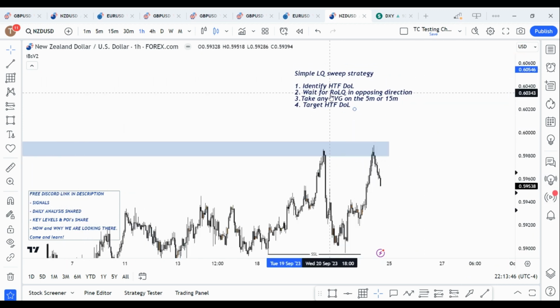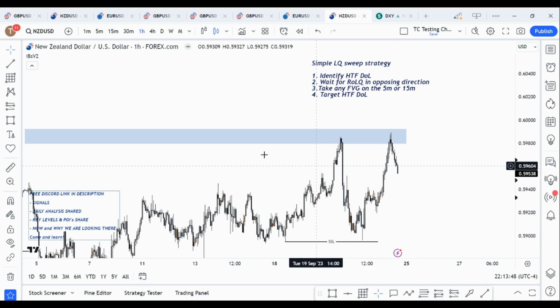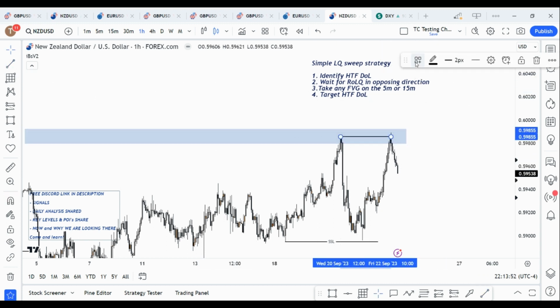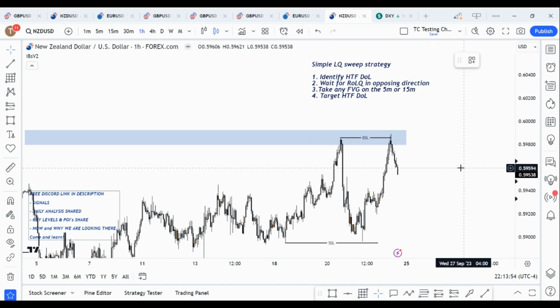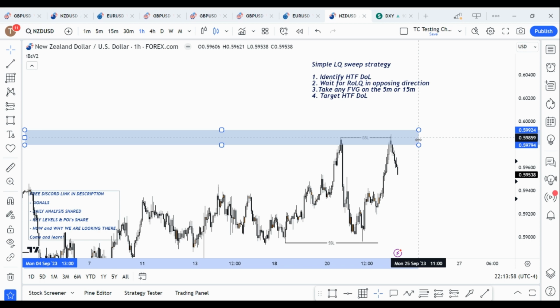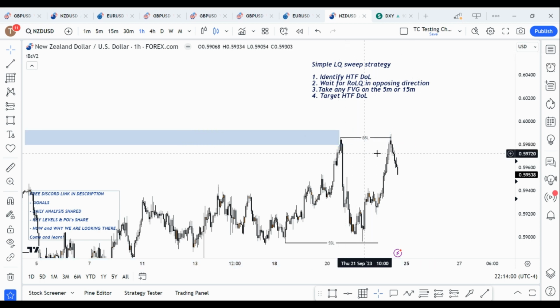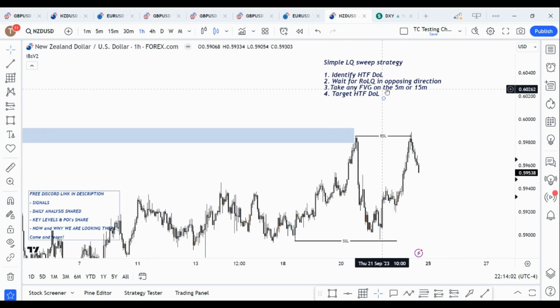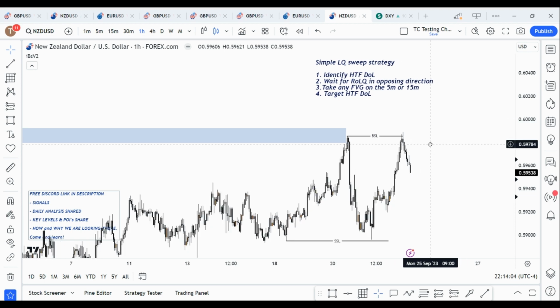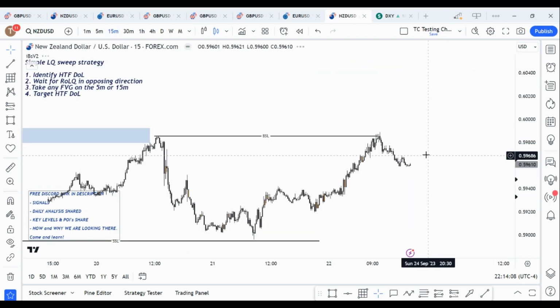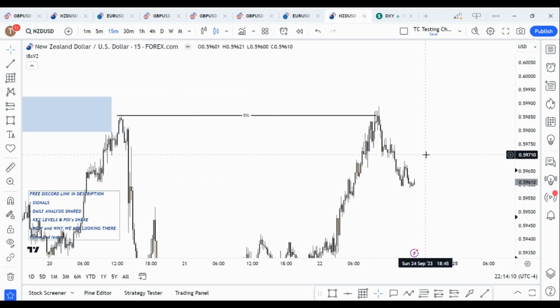So now we want to wait for a run on liquidity in the opposing direction. So here we have buy side liquidity taken into our mid time frame point of interest, which is this H1 order block equilibrium point. Now take any fair value gap on the 5M or 15M time frame. So we'll do the 15-minute time frame first. We drop down to the 15-minute time frame here.